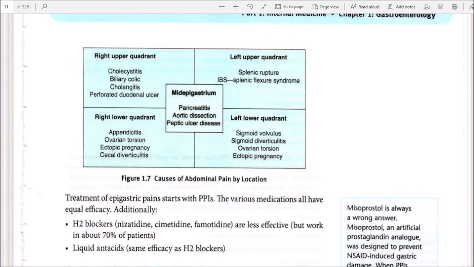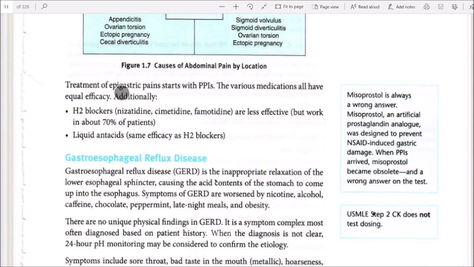Causes of abdominal pain by location. Treatment of epigastric pain starts with a proton pump inhibitor. The various medications all have equal efficacy. Additionally, H2 blockers such as nizatidine and famotidine are less effective but work in about 70% of patients. Liquid antacids have the same efficacy as H2 blockers.